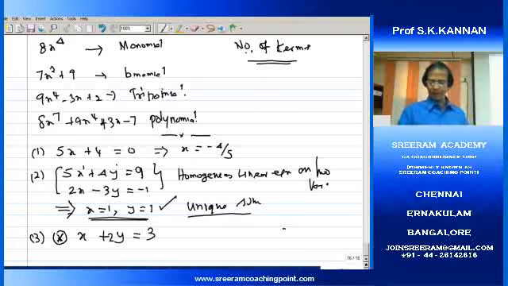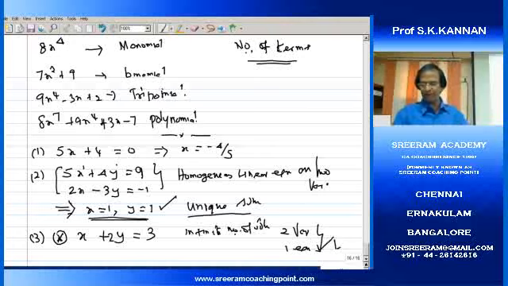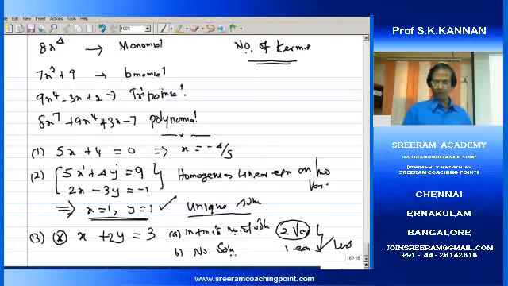This one, can you get the solution or not? Yes. Whenever there are 2 variables and only one equation, we can write an infinite number of solutions. Whenever there are fewer equations and more variables, there are 2 possibilities: either the equations have an infinite number of solutions or they may have no solution. In this case, our answer is infinite number of solutions.